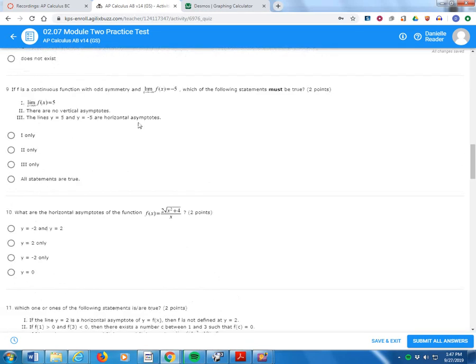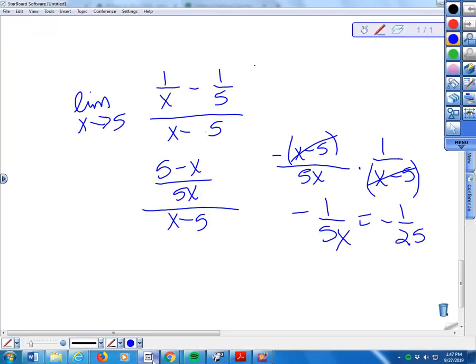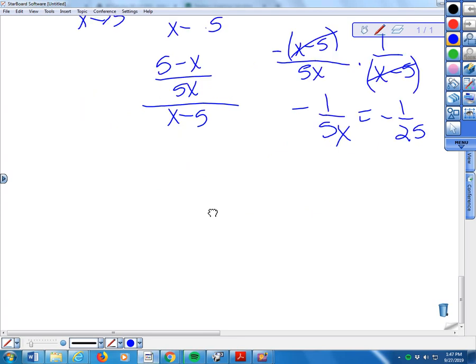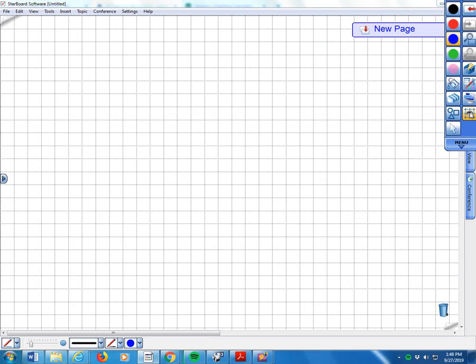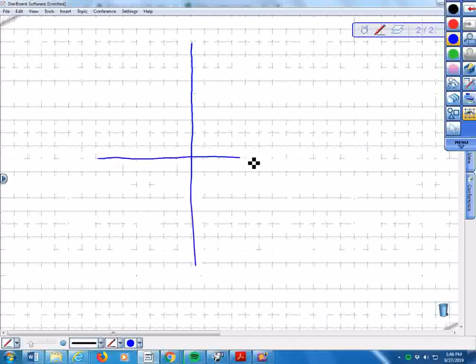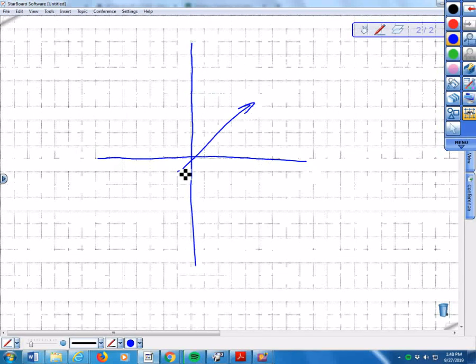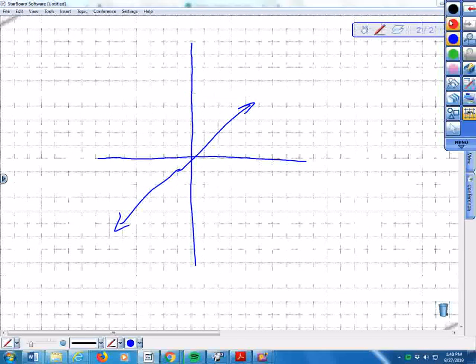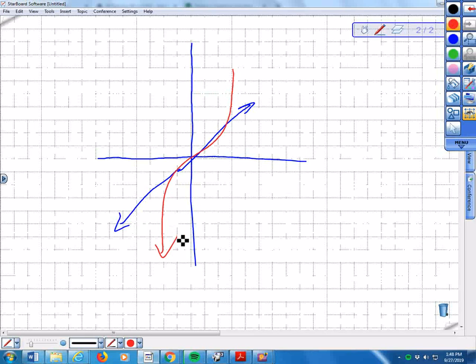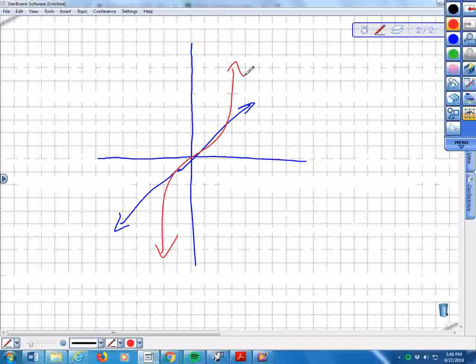If f is a continuous function with odd symmetry, what does that mean, odd symmetry? Continuous function means, and it has odd symmetry. If it's odd, it's symmetric around the origin. So the easiest example of odd symmetry is the line y equals x. Okay, but another one you could do is y equals x cubed, and so on. But those have odd symmetry, and it's continuous, so that's what it's saying.